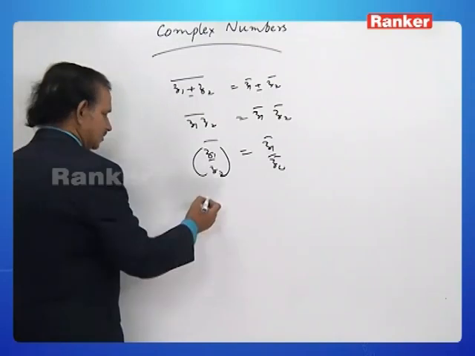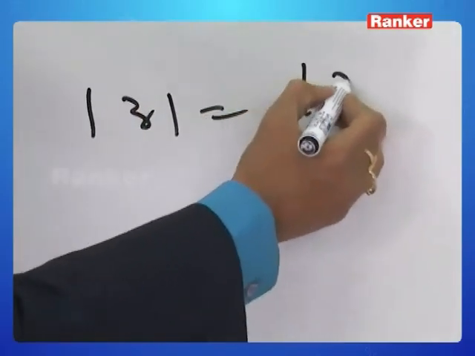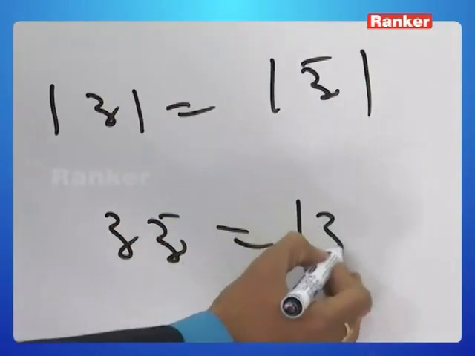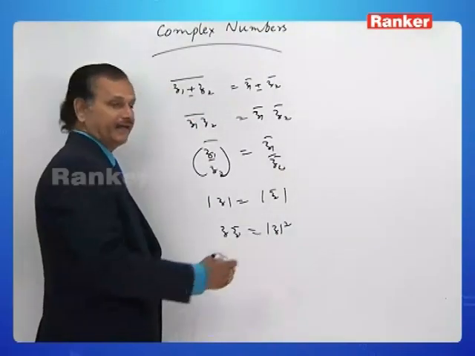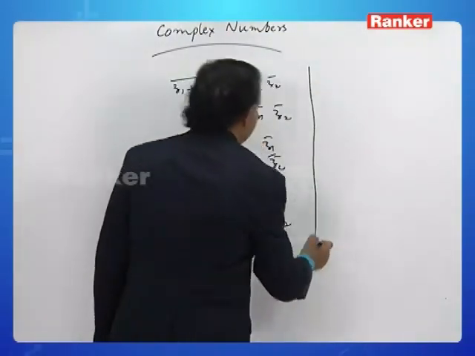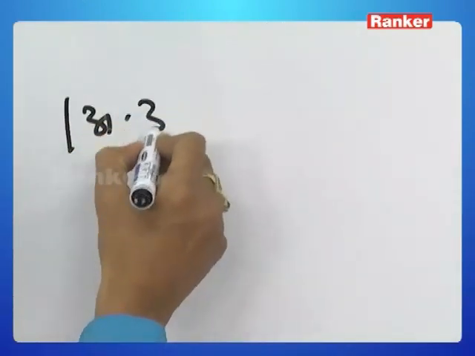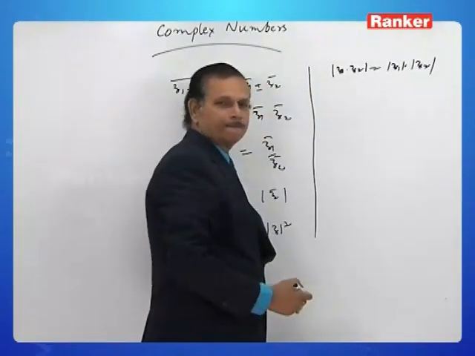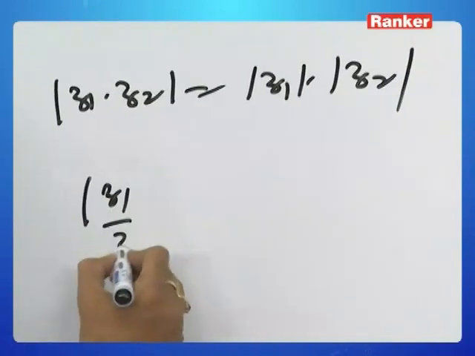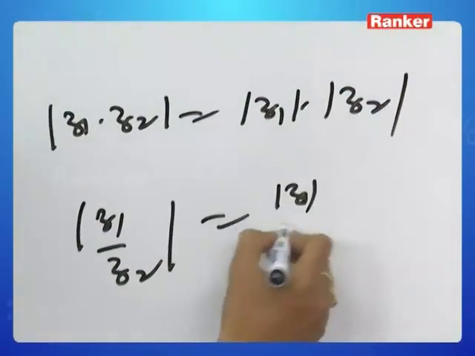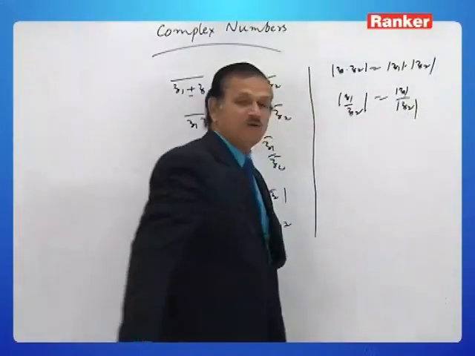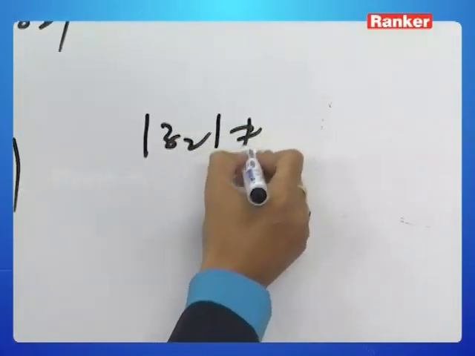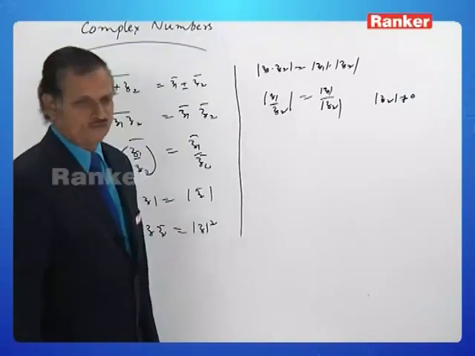Then with modulus, mod Z is equal to mod Z bar. ZZ bar is equal to mod Z square. And again, modulus of Z1 into Z2 is equal to mod Z1 into mod Z2. Mod Z1 by Z2 is equal to mod Z1 by mod Z2, provided Z2 is a non-zero complex number, that is mod Z2 not equal to 0.